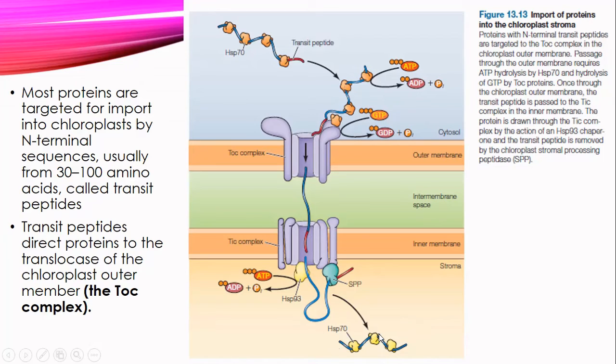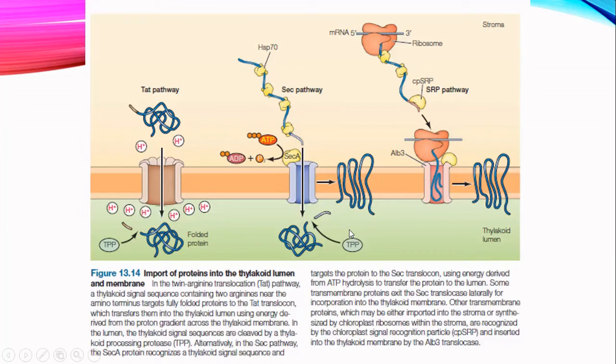It's the same process as in the mitochondria. It requires energy again. Now, import of proteins into the thylakoid lumen. We have the TAT pathway, the SEC pathway, and the SRP. It is not the suggested retail price. It is another type of protein, the signal recognition particle. So this SRP is a signal recognition particle.